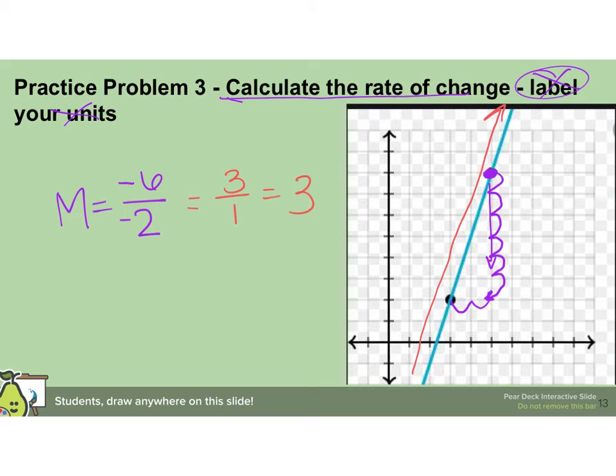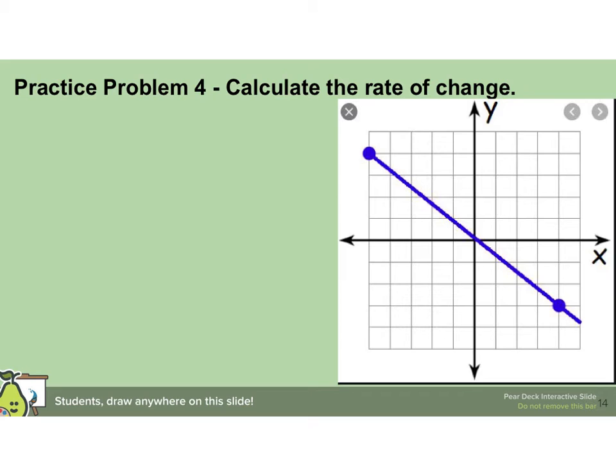If you had started with the point on the bottom, you would have gone up 6 and you would have gone right 2. So there's no negative there to confuse you. I just wanted you to see that you can start with either point and you'll still get the correct answer. But always double check yourself by just looking at the picture. That should be the easiest way to tell if you've got a positive or a negative slope.